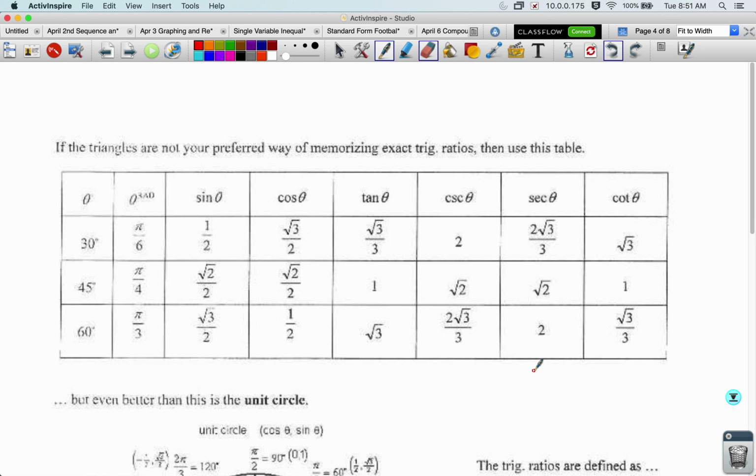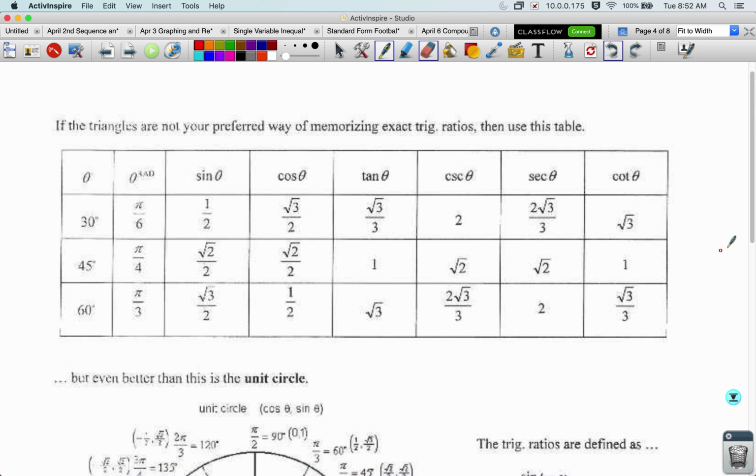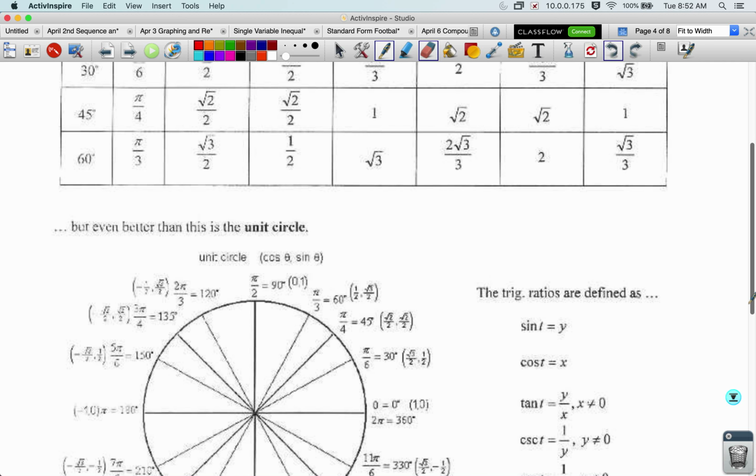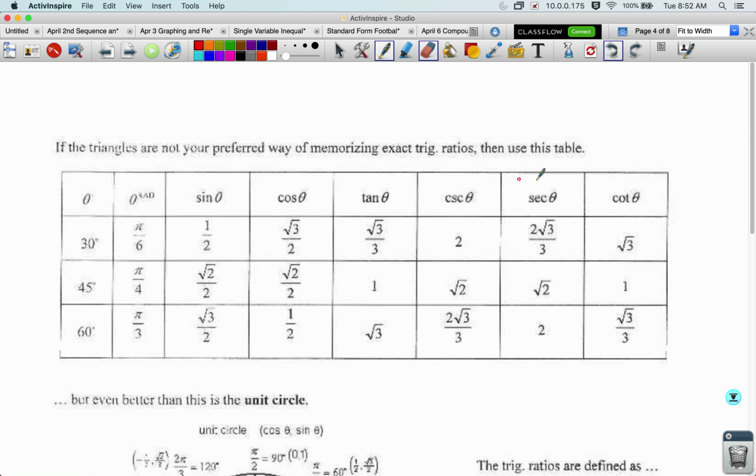If the triangles are not your preferred way of memorizing exact trig ratios, then use this table. But I always just get this table from those special triangles. This looks way harder to memorize. It does have cosecant, secant, cotangent, but those, again, you get from the special triangles. You just pick the inverse or the reciprocal ratio of sine, cosine, tangent.